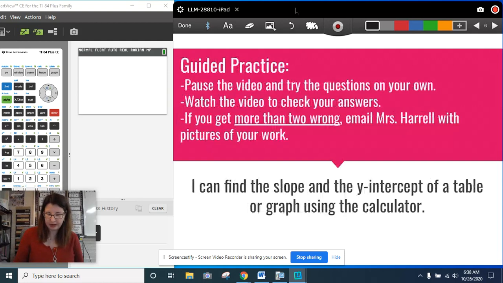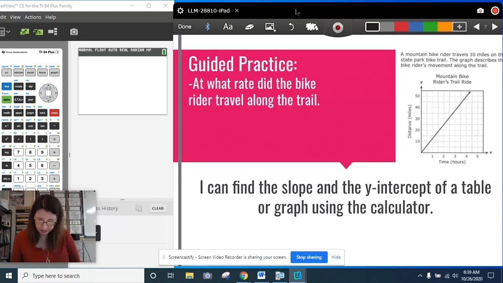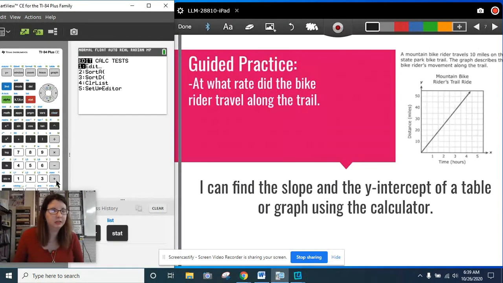Okay, we are talking about how to find the slope and the y-intercept of a table and applying it. So when I look at this question here, it says a mountain bike rider travels 10 miles on the state park bike trail. The graph describes the biker's movement along the trail. At what rate did the bike rider travel along the trail? So I am looking for slope. That means the first thing I'm going to need to do is enter in some points.